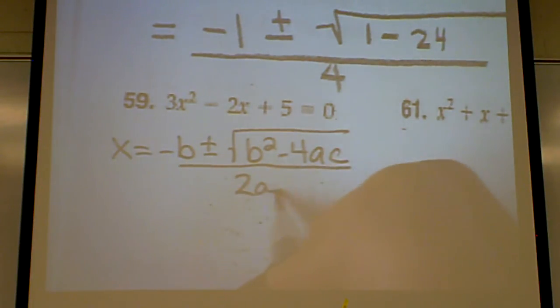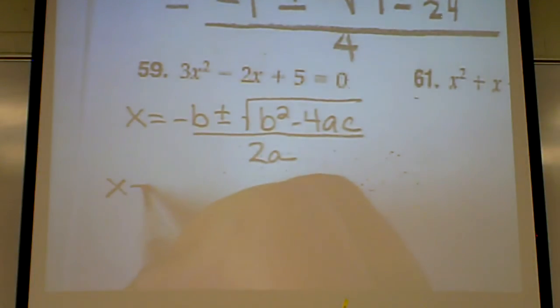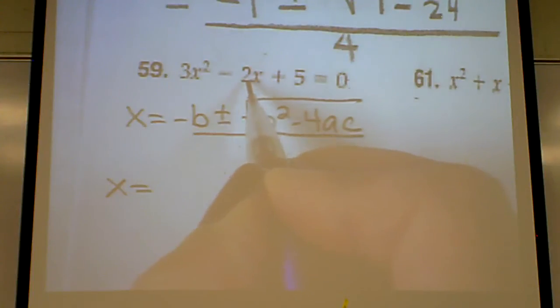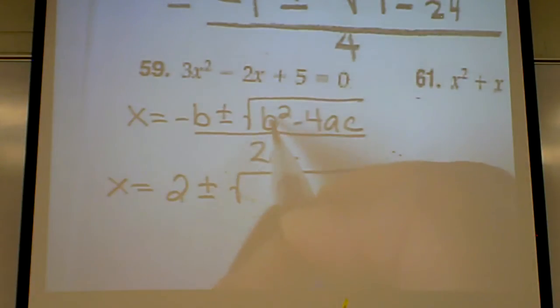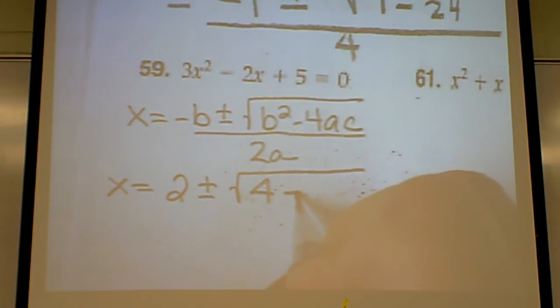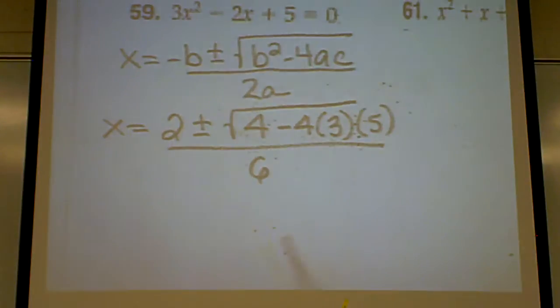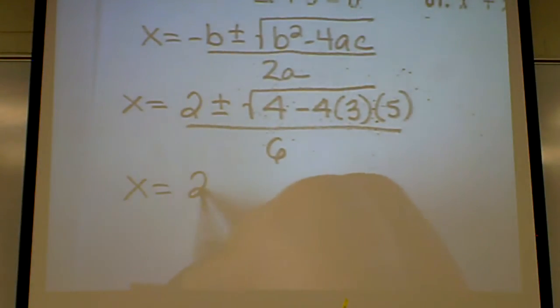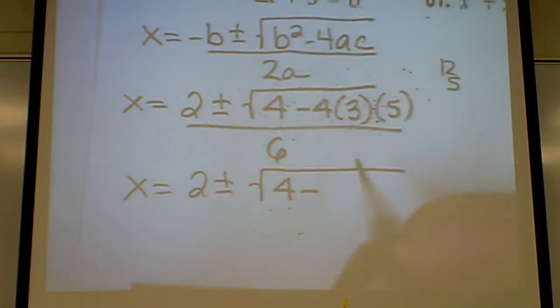Right? What am I doing? Writing the quadratic formula. I write it over and over and over. So what's the opposite of negative 2? 2. Negative 2 squared is 4. Minus 4 times 3 times 5. All over 2 times 3, which is 6. Now just clean this up. That's all you have to do. Now I've got 4 minus, this is gonna give you 12, right? What's 12 times 5? It's 60.